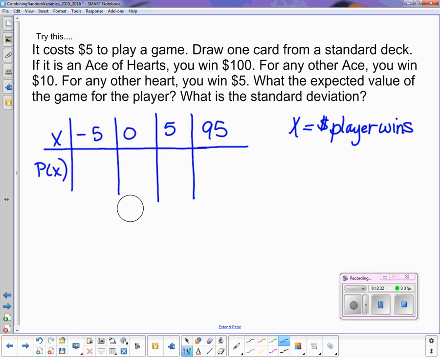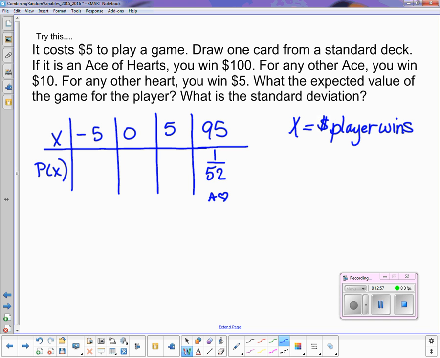Let's write underneath of those what each of those are. So to win $95, that's really the ace of hearts. Do you agree? What's the probability in one regular standard deck of cards for you to get an ace of hearts? How many of them are there in a deck? Well, there's one ace of hearts in a deck of 52. Good. I agree.